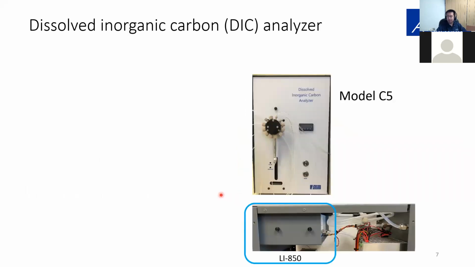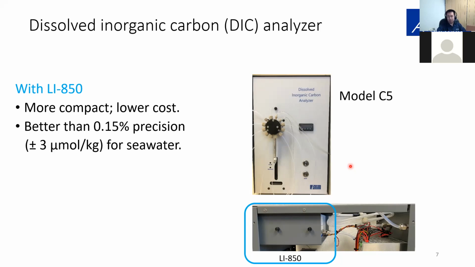This is the Model C5. It has the same case, but LI-850 is small enough to fit on the inside. This is a view from the side. So the 850 is right over there. With this model, it's more compact and it costs less. The precision-wise, we can provide 0.15% or about 3 micromoles per liter for a typical seawater.